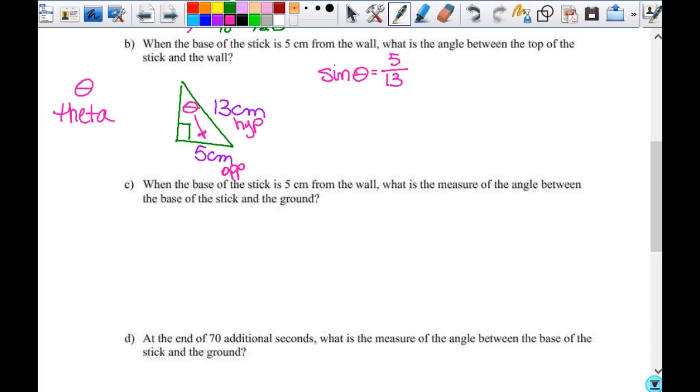So do I multiply both sides by 13? No. What do I do? The sine inverse. Good. So I do the sine inverse of both sides, which means theta is equal to the sine inverse of 5 over 13. So theta equals what?